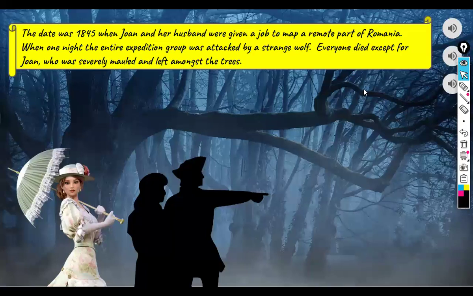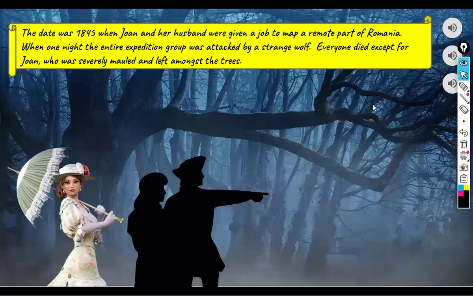The date was 1840. Oh, her name is Joanne, right? So I didn't put her name at the beginning. The date was 1845 when Joanne and her husband were given a job to map out a remote part of Romania, when one night the entire expedition was attacked by a strange wolf. All right, we think we know where this is going already.